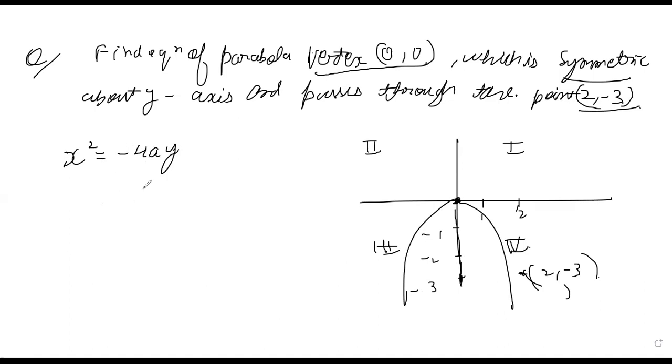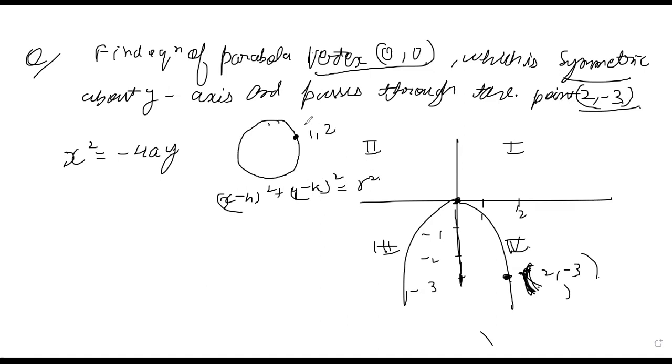So in this case, the parabola is passing through 2, -3. See, I have taught you in the circle chapter that the equation of the circle is x minus h whole square plus y minus k whole square equals r square. In one question I gave a point like 1, 2 which is on the circle, so this point satisfies this equation.